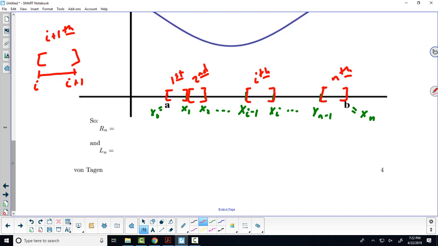Okay, so now we can write out Rn. I'm going to write out Rn this way. The right endpoint method says take the right endpoint of each of those intervals. So when it comes time to do the ith rectangle, what value am I picking?